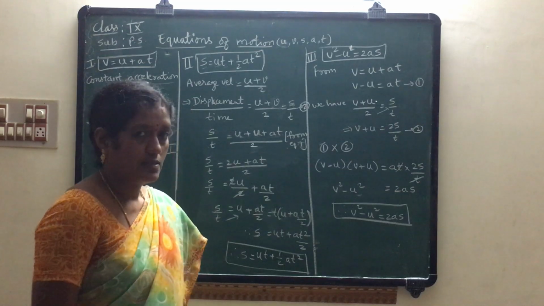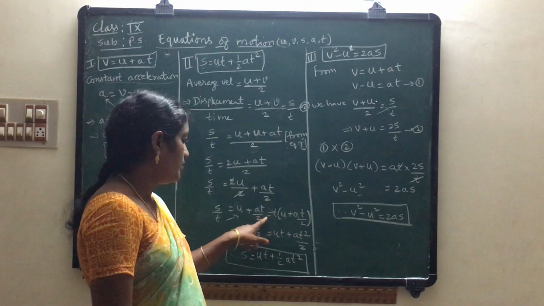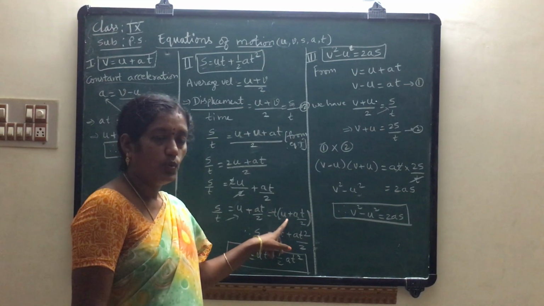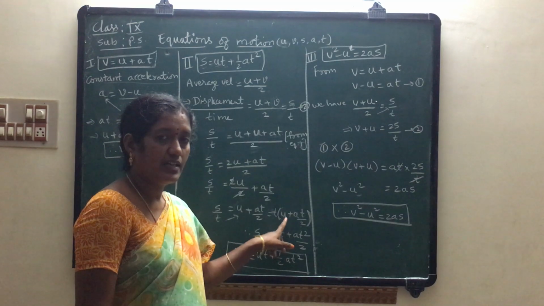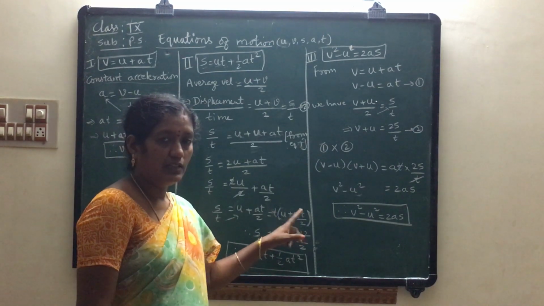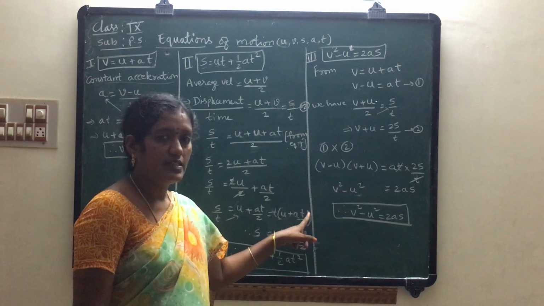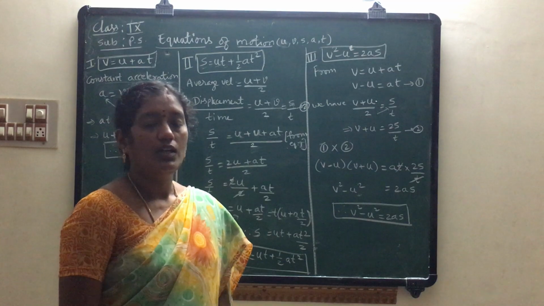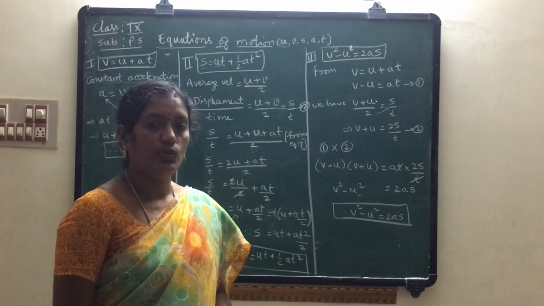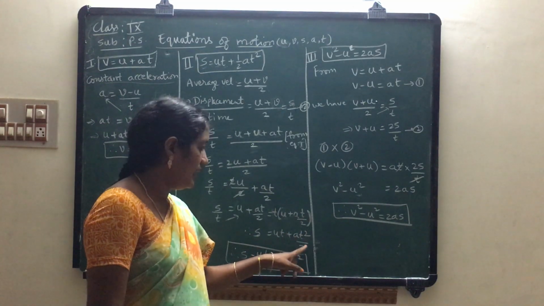Here you have to multiply this t with u plus at by 2. So t with u, what will you get? u into t, ut. a into t into t. t into t, what is its answer? t square. We are multiplying t 2 times, so t into t is t square. t into t into t would be t cube, like that. So t into t, t square by 2.